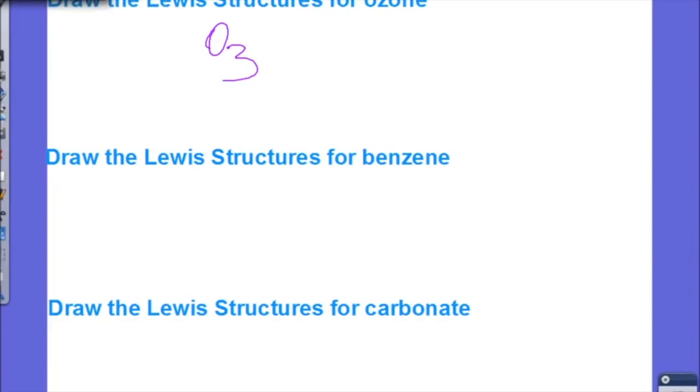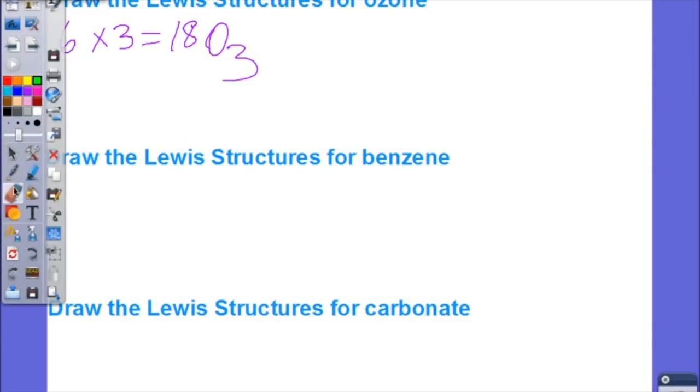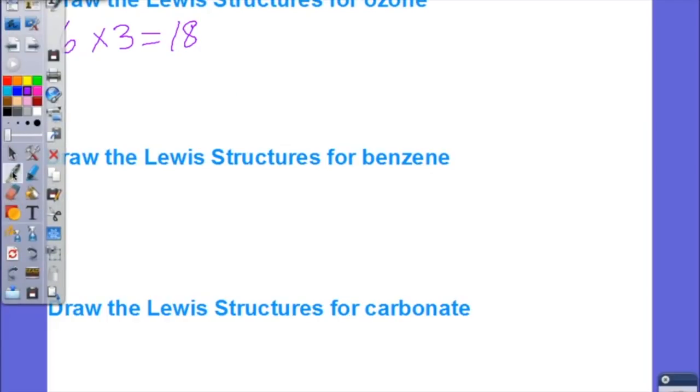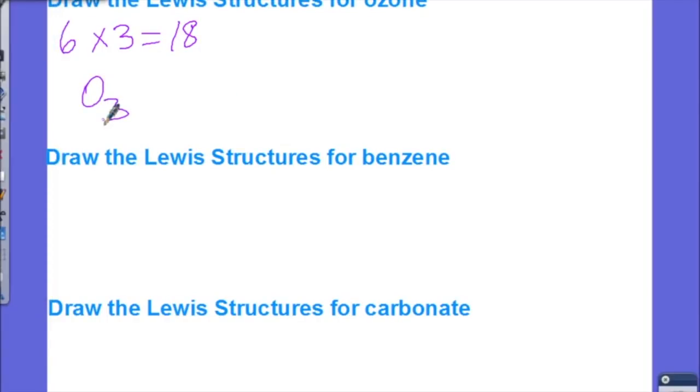Now, let's see how we draw the Lewis structure for ozone. Ozone, there are 3 oxygen. What is the total number of valence electrons? It is 6 for 1 oxygen, times 3 gives you 18. Alright, let me put the ozone somewhere else. So we have 18 valence electrons, ozone. And they are the same element, same oxygen, so I place all 3 of them.